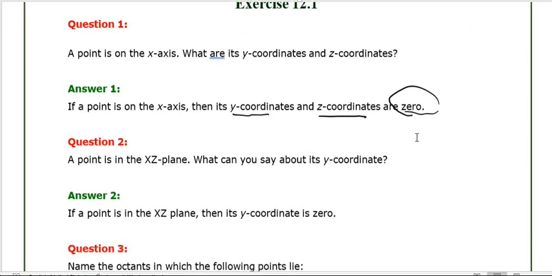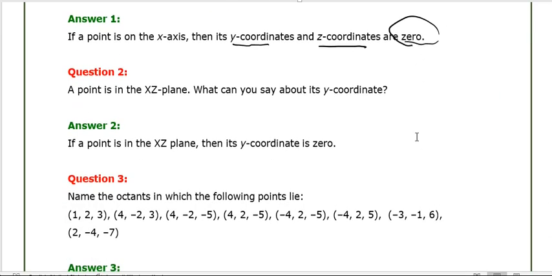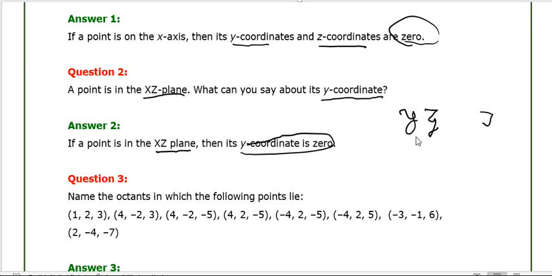Question number 2. A point is on the xz plane. Then what can you say about the y coordinate? If the point is on the xz plane, then the y coordinate is 0. Such type of question you can answer very easily. If it is the xz plane, then the y coordinate is 0. If it is the yz plane, then the x coordinate is 0. Means whatever is absent, that coordinate will be 0.